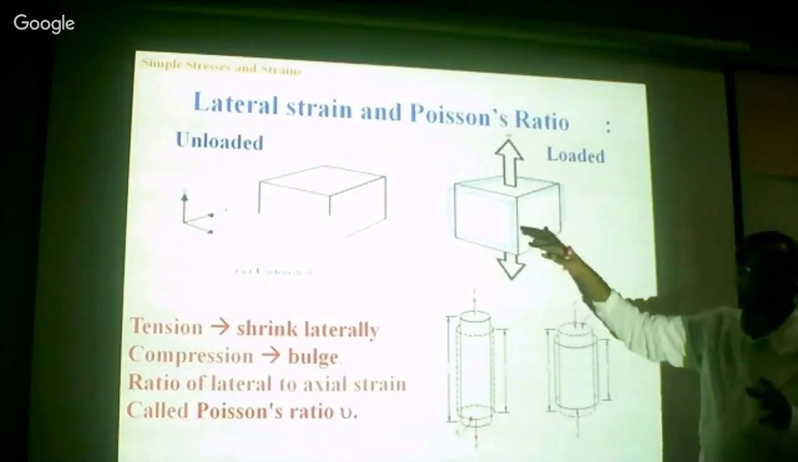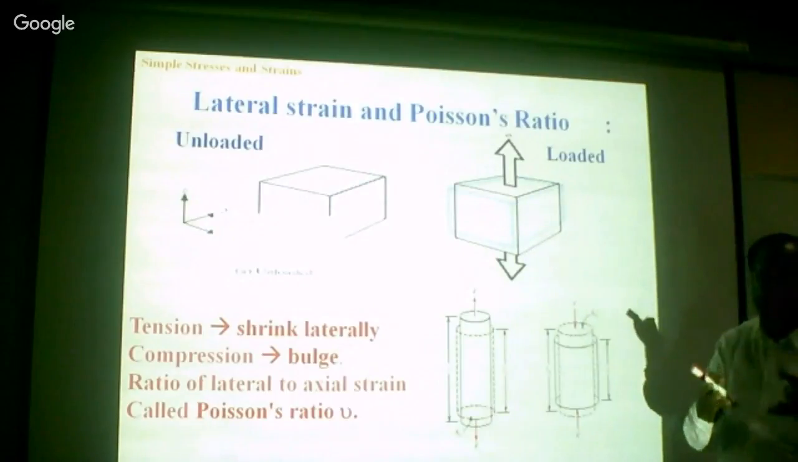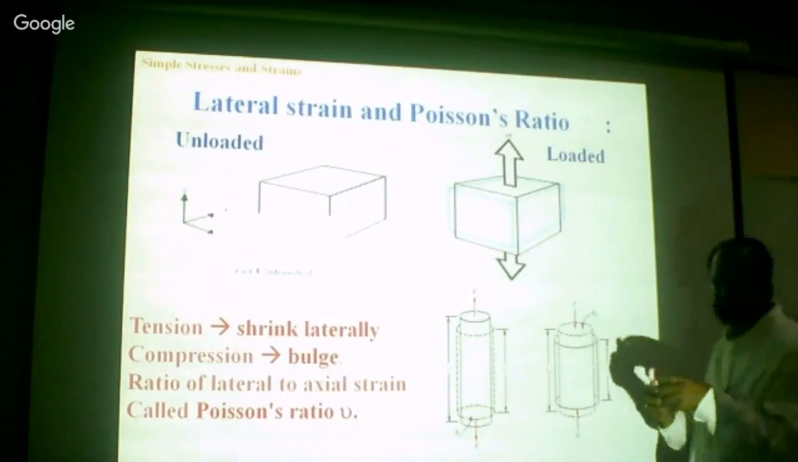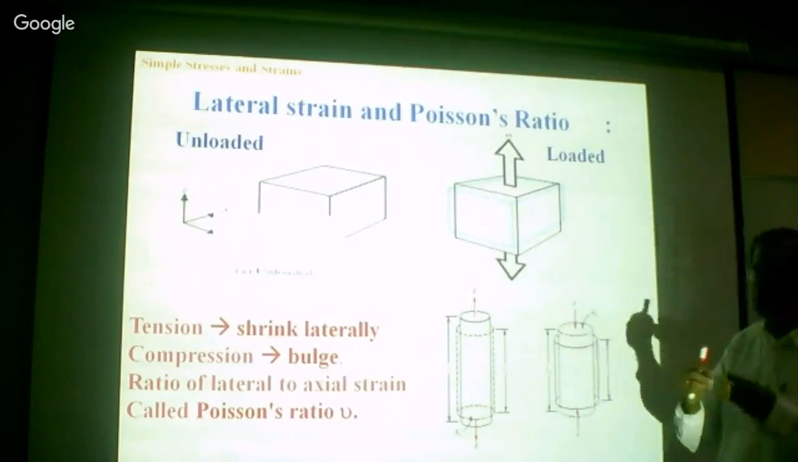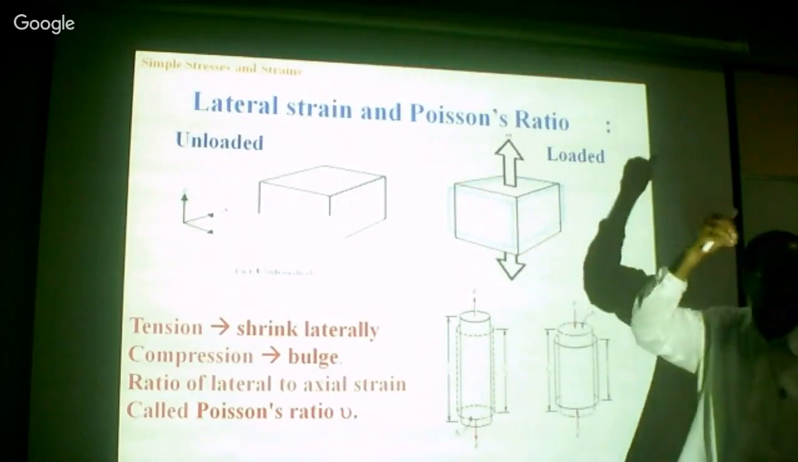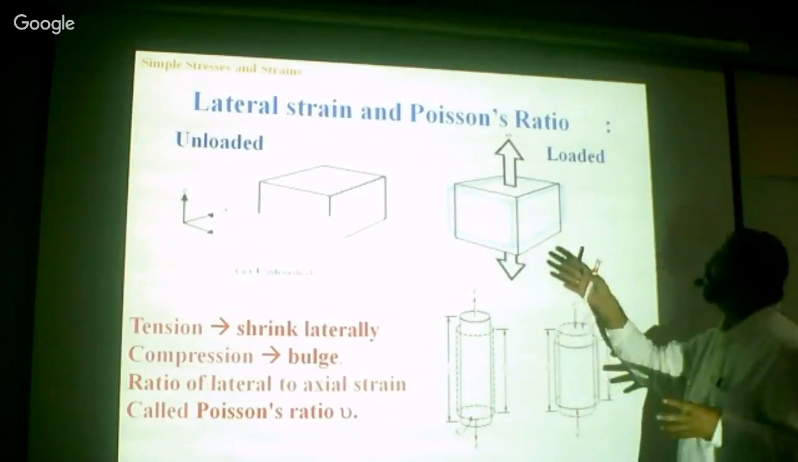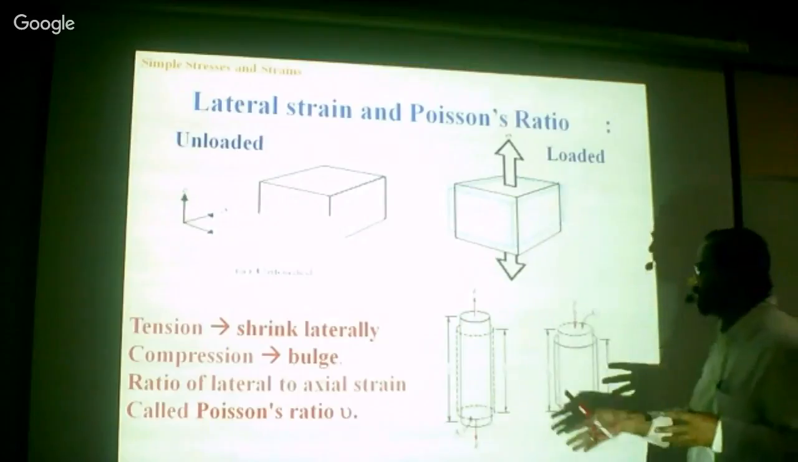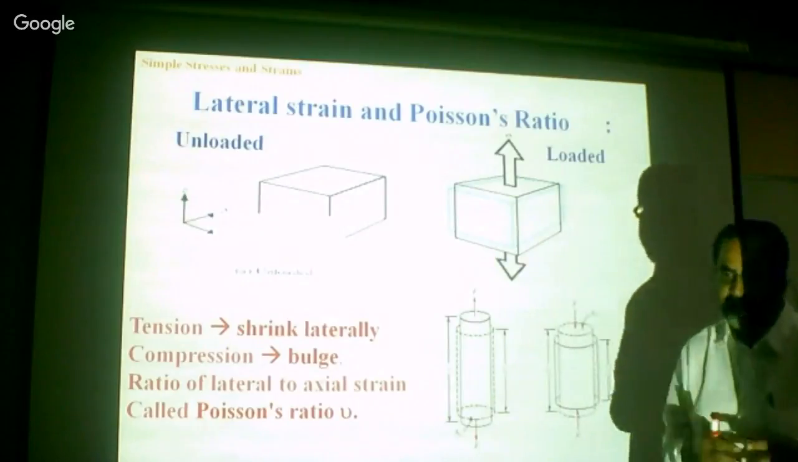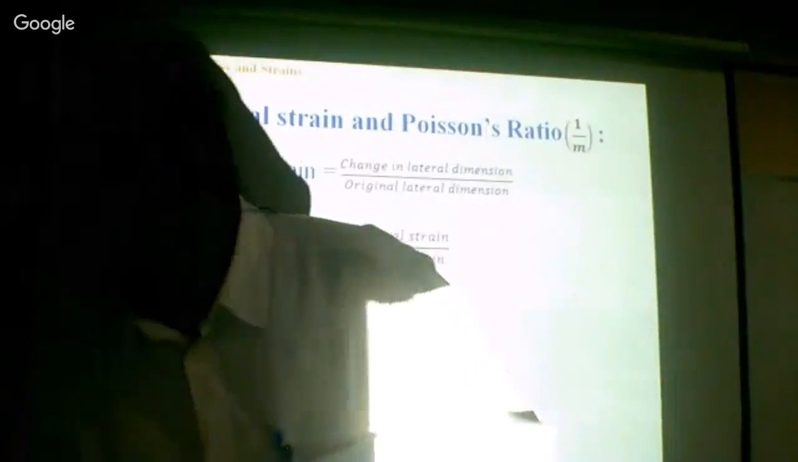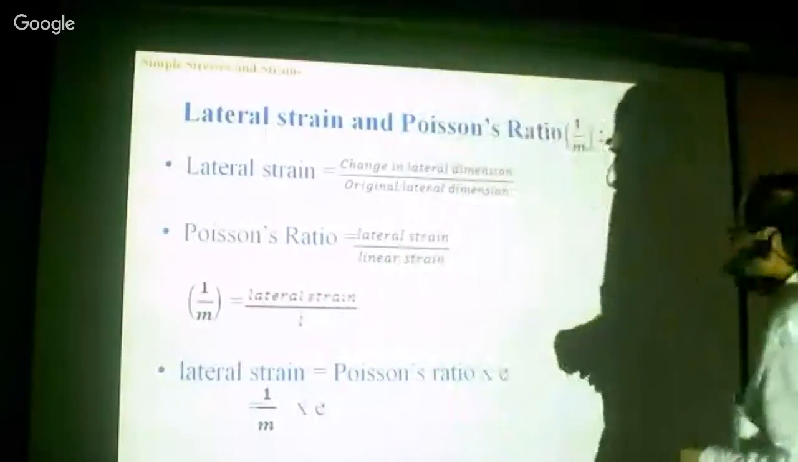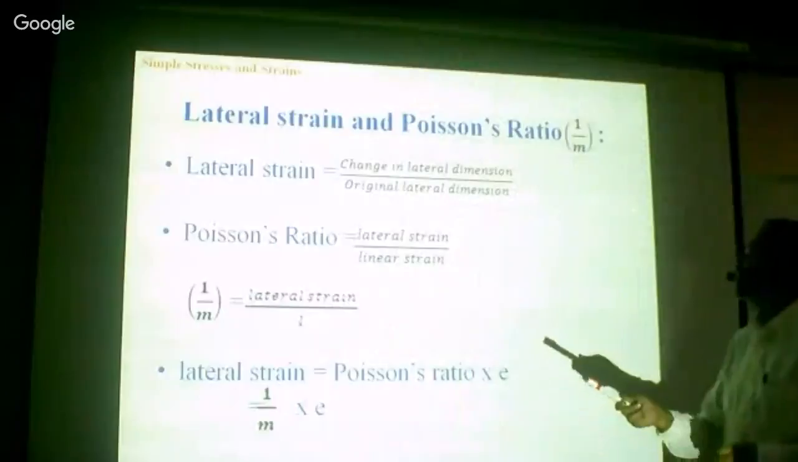One should understand this very clearly. There is always a confusion here. Our students always get confused with this. They are not able to understand which is linear and which is lateral. Therefore, I suggest our students understand all these basic concepts. Then if you proceed further, we come to lateral strain and Poisson's ratio.